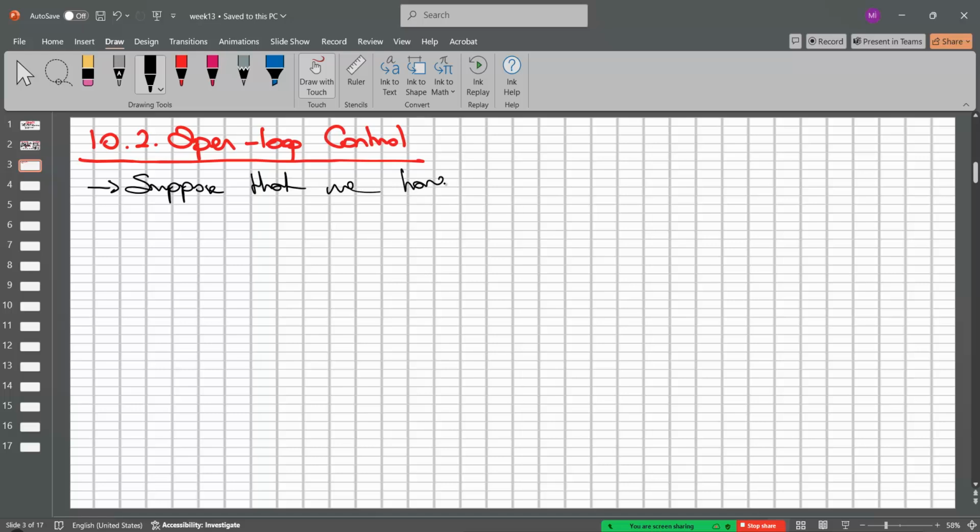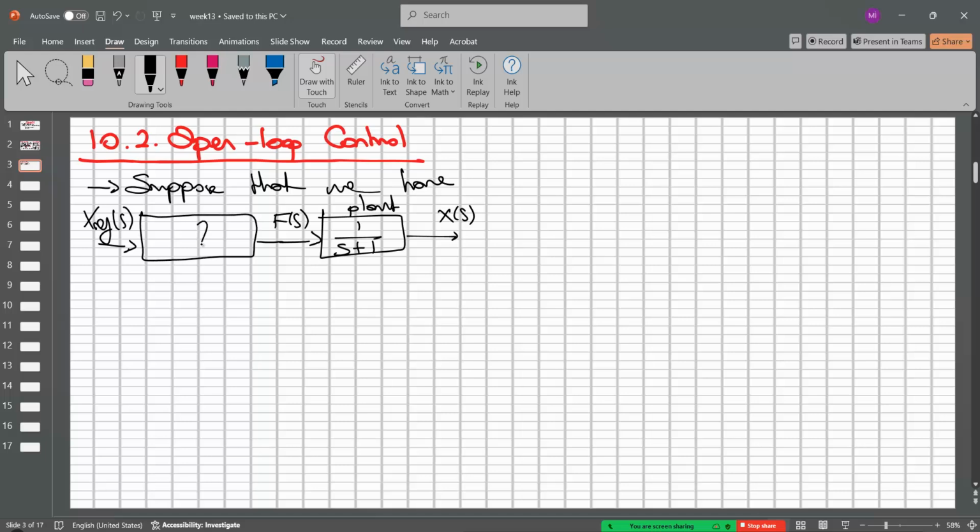We have this kind of system, Xref S. This is the reference signal. And also we have this kind of body in here, just like this one, 1 plus S plus 1. These are plants. Okay. And so this generates what? The XS in here. And so we need to design some specific block to fit the XS value in here. But we don't know what is the value or the transfer function of this controller signal in here.